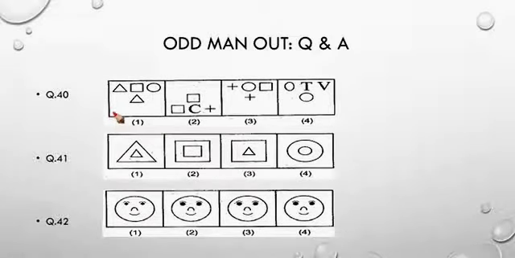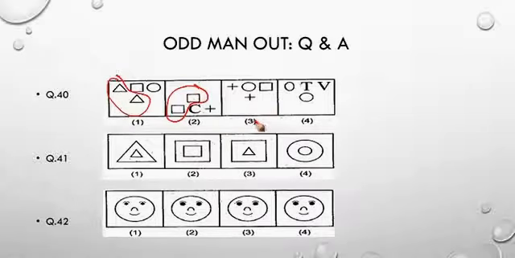Question number 40. 4 options are given. In the first option, there are four designs given. Two of the designs are same. These are triangles. In question number 40, the second option, again there are two designs which are square designs and common.